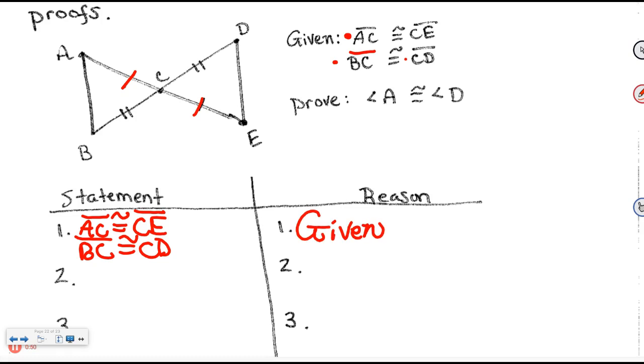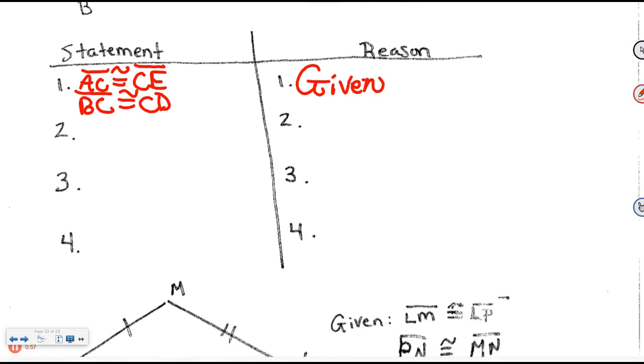Here's what I do next. I go to the prove. What I'm being asked to prove is that angle A is exactly the same as angle D. And before I move on, what I like to do is stop right here and ask myself, are these parts of triangles or are they full triangles? You'll notice that these are each an angle in each of the triangles. They are parts of triangles.